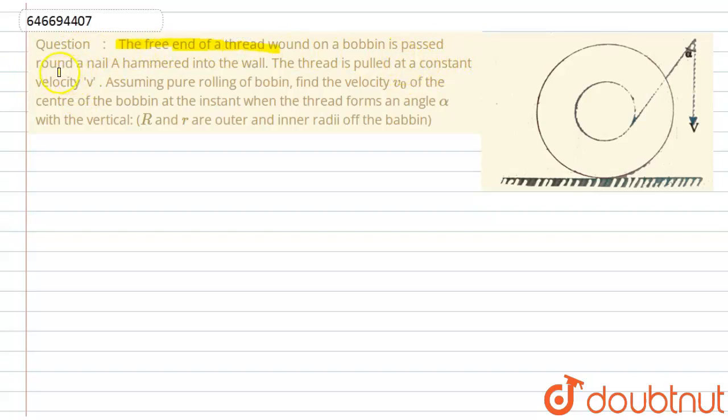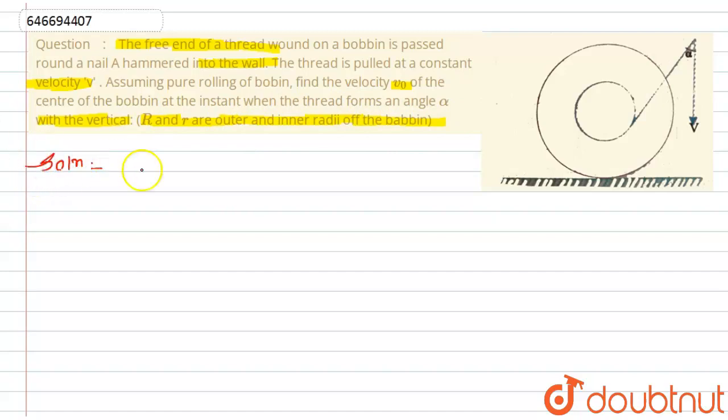So the question is: the free end of a thread wound on a bobbin is passed round a nail hammered into the wall. Now the thread is pulled at a constant velocity of v. Assuming pure rolling of the bobbin, find the velocity v0 of the center of the bobbin at the instant when the thread forms an angle of alpha with the vertical. Capital R and small r are the outer and inner radii of the bobbin. So let's see the solution here.